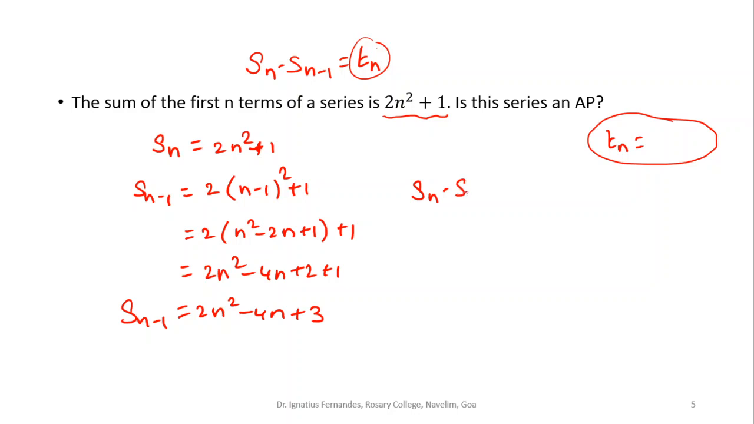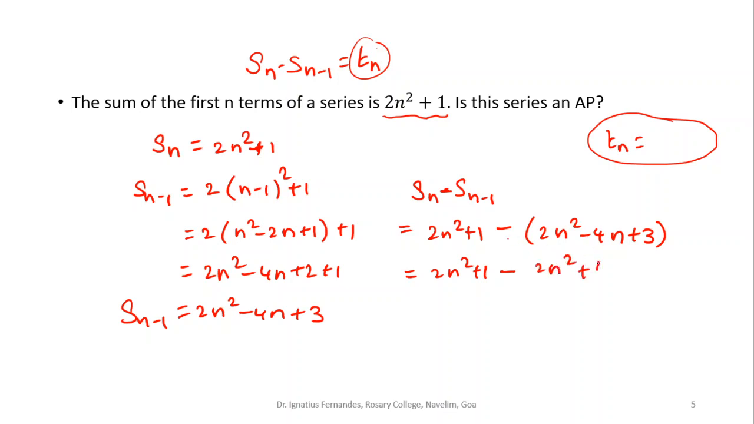Now let me consider T n, which is going to be equal to S n minus S(n minus 1). Now what is S n? S n is 2n square plus 1, minus, now I consider S(n minus 1). S(n minus 1) is 2n square minus 4n plus 3. So this is equal to 2n square plus 1 minus 2n square, this will become plus 4n minus 3. So this 2n square will cancel. I have 4n here and I have 1 minus 3 will give me minus 2. So this is our T n.